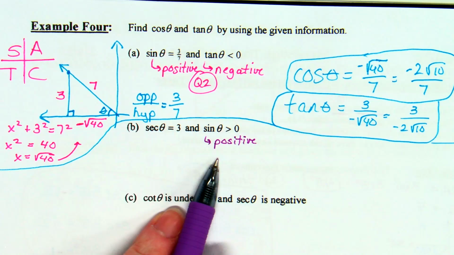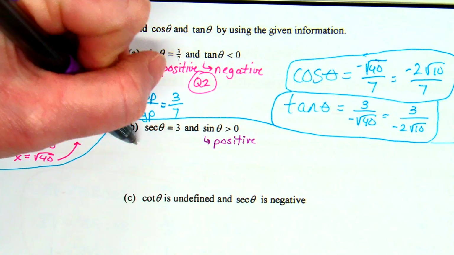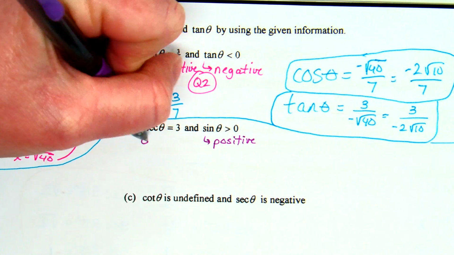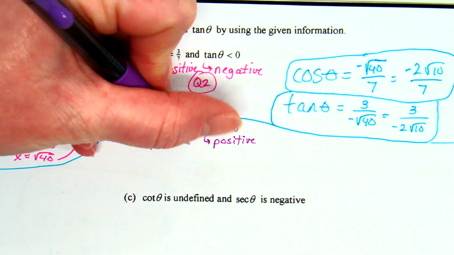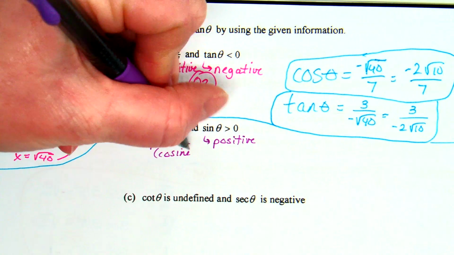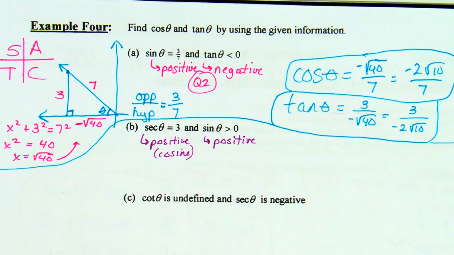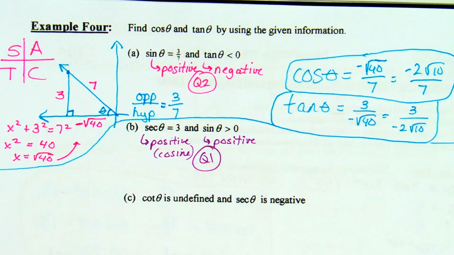Secant, Chandler went a different direction with it. And there's two different things we can talk about. First of all, we know secant here is positive, yes. It's also the reciprocal of cosine, so that means we know cosine is positive. So if they're both positive, we're in quadrant 1, because the only place you can have two different types positive is quadrant 1.